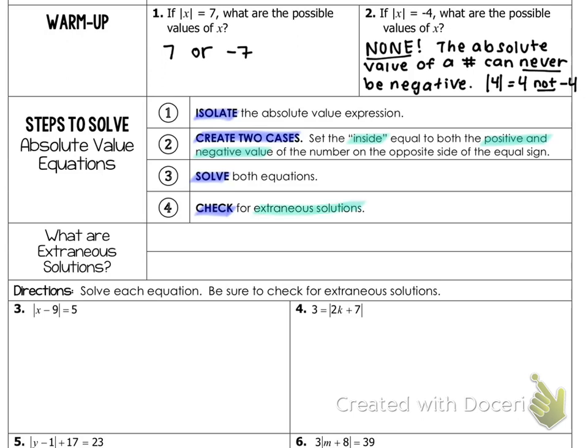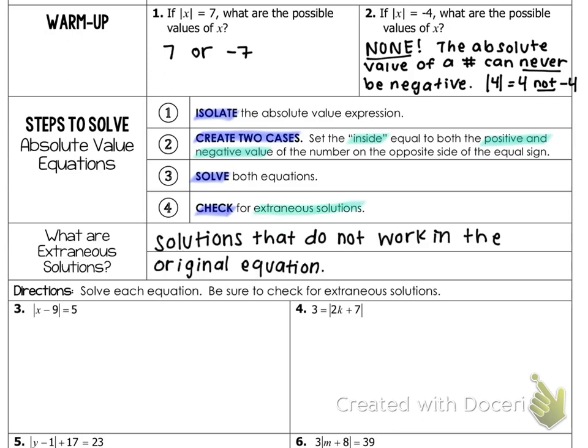Okay, so what are extraneous solutions? Solutions that do not work in the original equation. So sometimes you're going to plug your answers back into your equation and it's not going to work. So it's going to be a false statement. It's going to be something like this, where you have something equals a negative 4 and it's not going to work out, okay? So let's start.